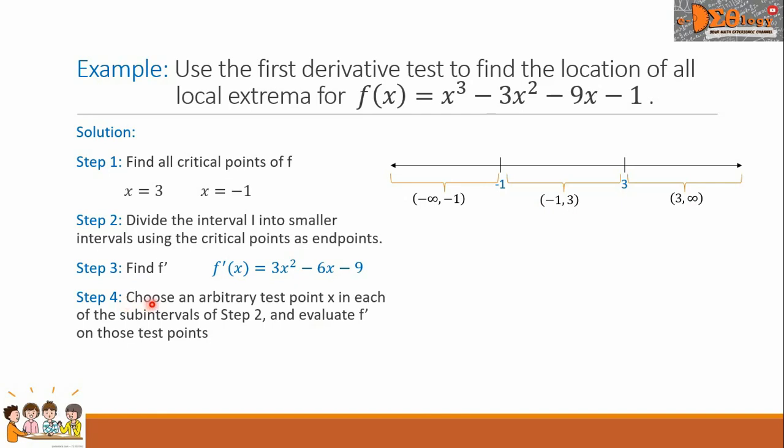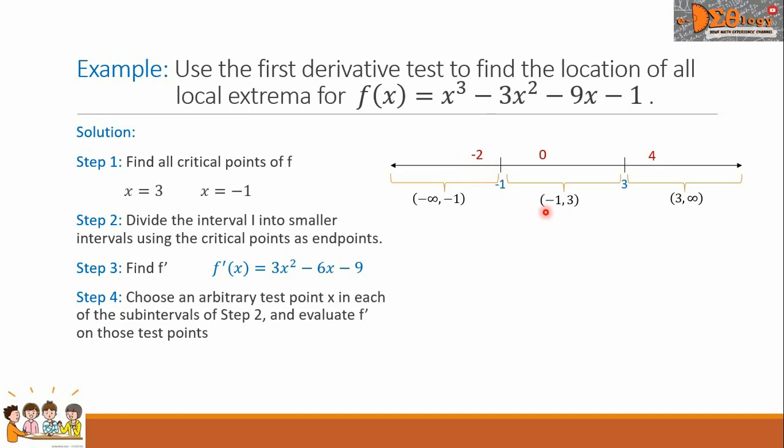Step 4, choose an arbitrary test point x in each of the sub-intervals of step 2 and evaluate f prime on those test points. We have 3 sub-intervals here. Let us choose an arbitrary test point on each of the sub-intervals. On the interval here, we can choose -2, which is the first integer on the left side of -1.